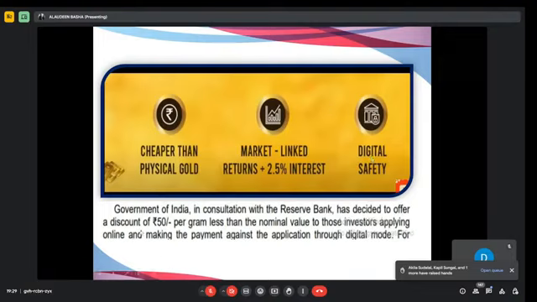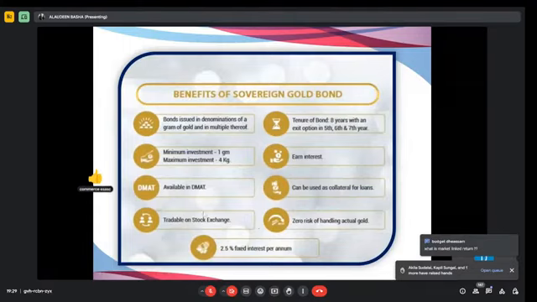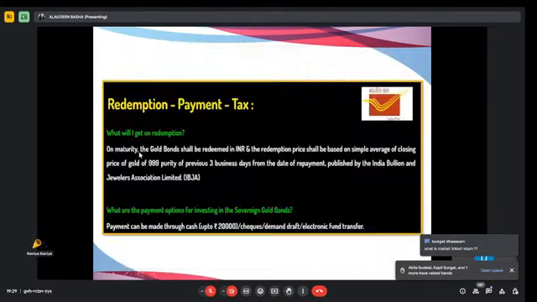And as I told you, the Government of India and the RBI decided to offer a discount of 10 to 50 rupees per gram when you are investing through digital mode. Digital mode means you can buy online or through a digital Demat account. The 50 rupees per gram is the discount price. So what are the benefits?